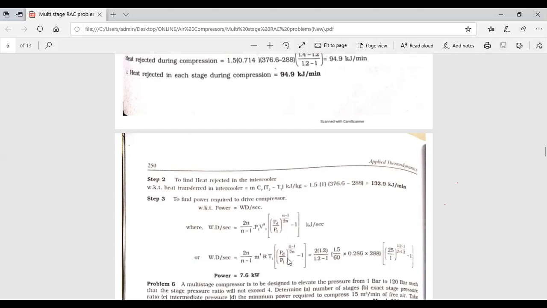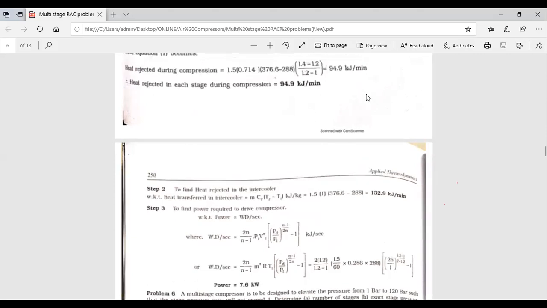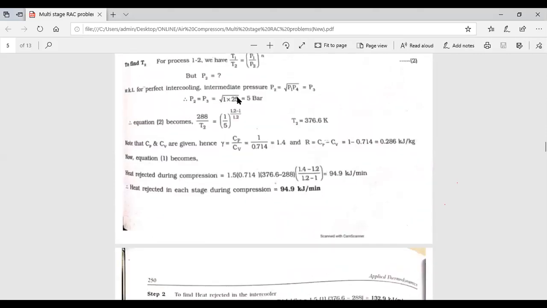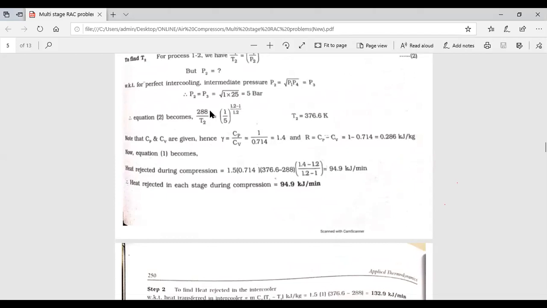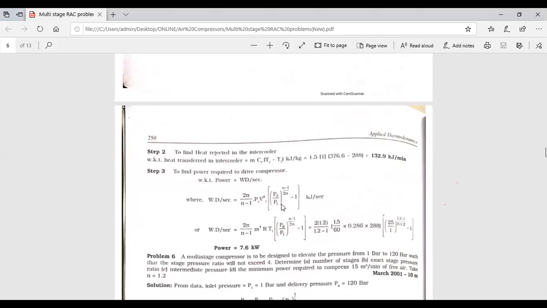And you remember it is delivery pressure. What is the intermediate pressure? Square root of inlet pressure into delivery pressure, which we just calculated. P2 is how much? Just we calculated here, this one is 5 bar. P2 and P3 are your intermediate pressure, you remember. Okay. Next, just substitute the values. m is 1.5 divided by 60. R is 0.286, Cp minus Cv, and delivery pressure is 25 you take, and inlet pressure is 1 bar. n is given in the problem, 1.2, so (1.2 minus 1) divided by (2 into 1.2). Okay.